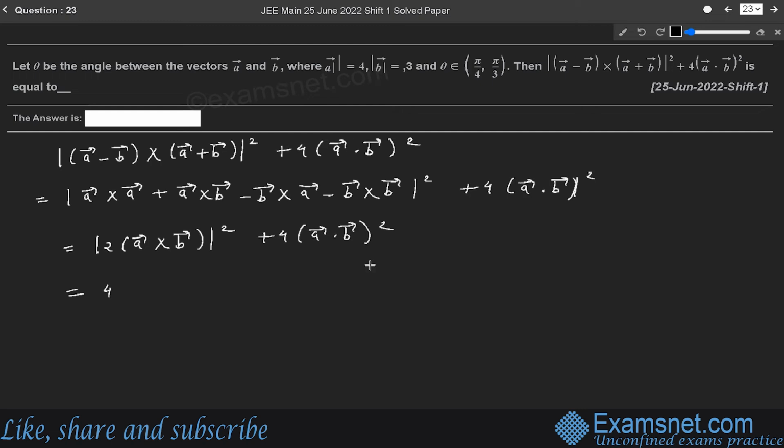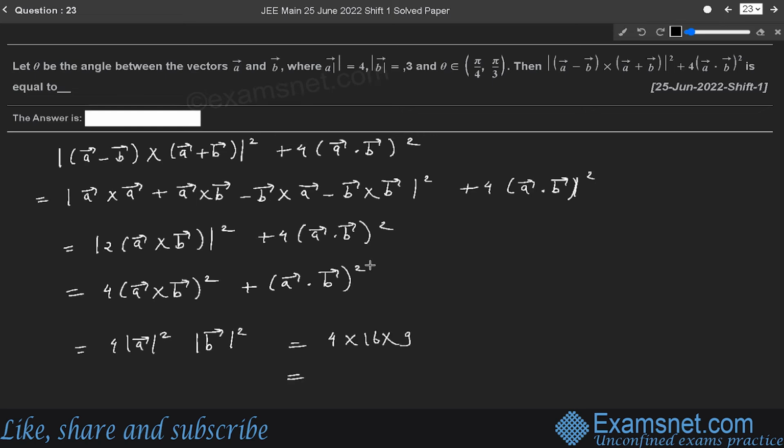It can be again written as 4 into (A vector cross product B vector) whole square plus (A vector dot B vector) whole square. So this will be 4 into mod of A vector whole square into mod of B vector whole square. So on further putting the values here, it will be 4 into 16 into 9. So it will be 576. So we can say that the correct answer is 576. I hope this question is clear to you.